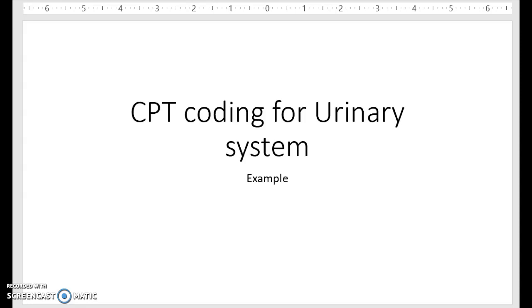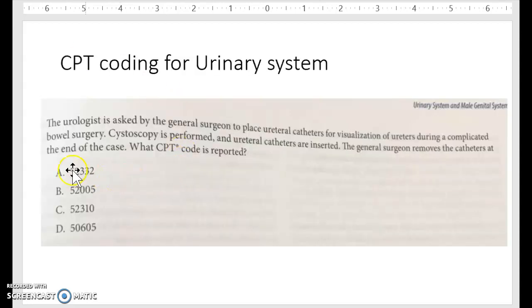Hello coders, a quick review of how to code urinary system. I have an example and let's review that quickly. So we have a question here. The urologist is asked by the general surgeon to place a urethral catheter. Now remember, there are two words that you want to pay attention to.